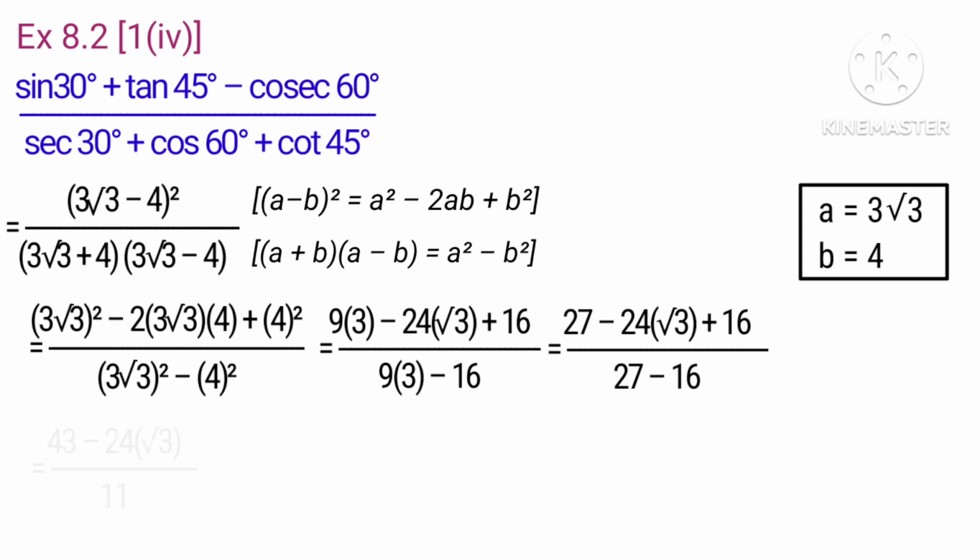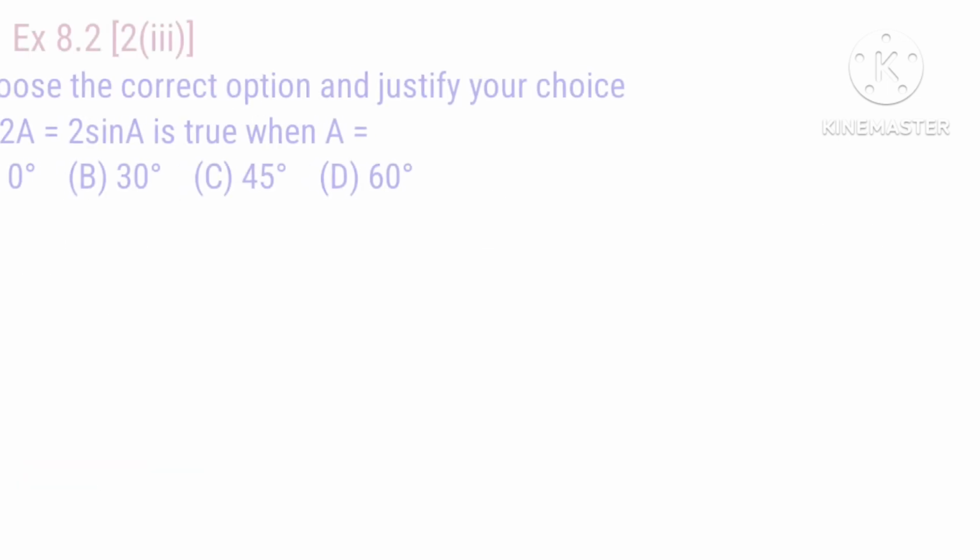So when we add 27 plus 16, we'll get 43 minus 24 into square root of 3 divided by 27 minus 16 is 11. So the answer is 43 minus 24 into square root of 3 divided by 11. We'll move on to our next question.